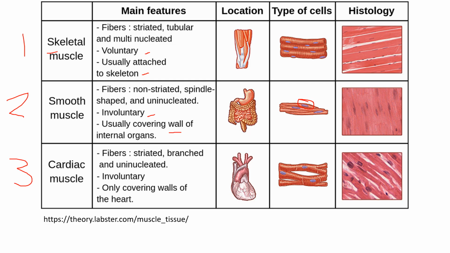Finally, cardiac muscle is also, like skeletal muscle, striated. It is branched and it is also uninucleated, like smooth muscle. And like smooth muscle, the action is also involuntary. It is exclusive and covers the walls of the heart.